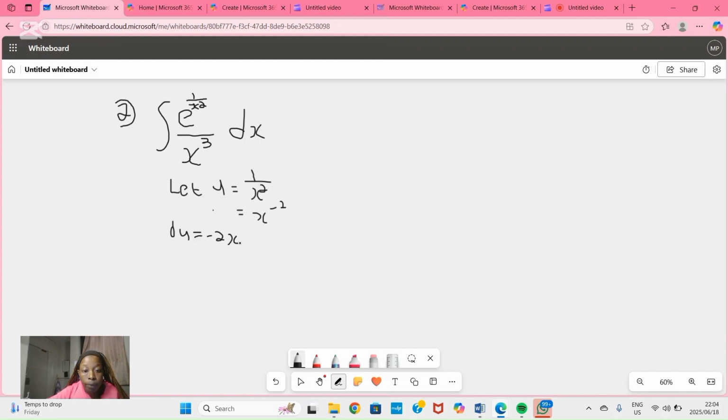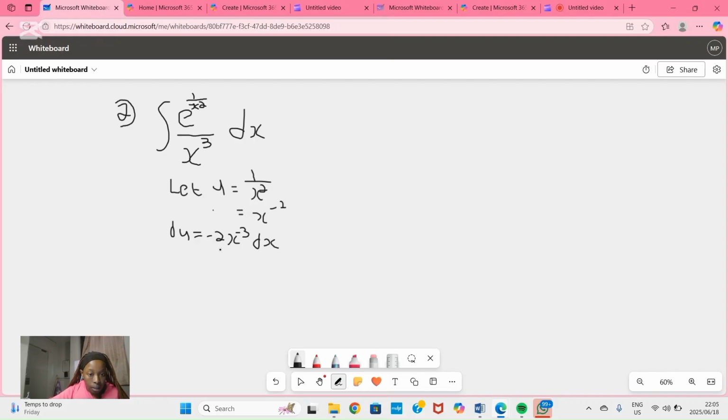Differentiating, you have to subtract 1 from the exponent. So we're going to say negative 2 minus 1, it will give us negative 3. Then dx. This is the value of our du.